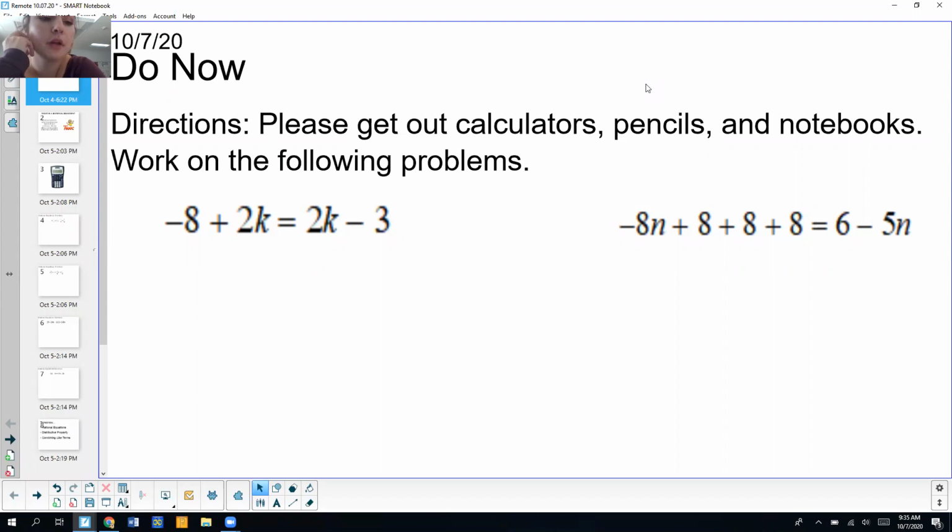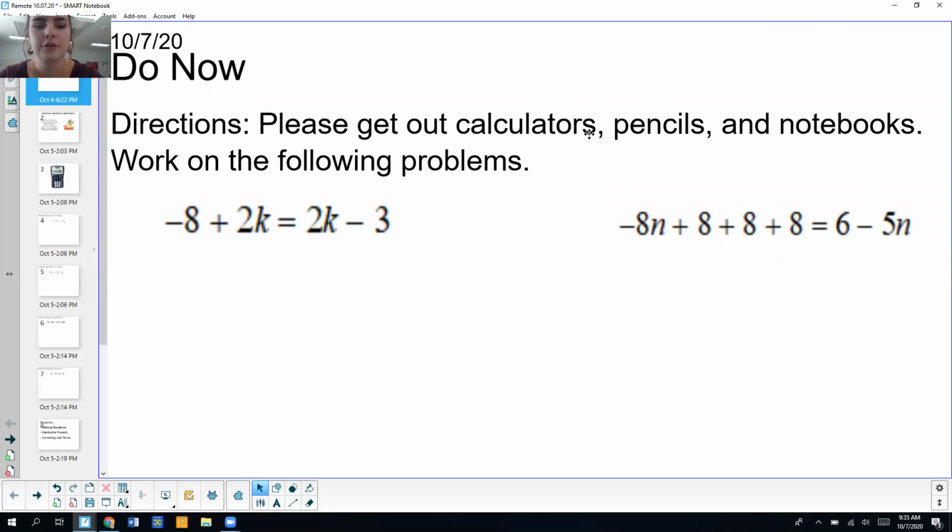Yesterday, we were able to dive a little bit deeper into one solution, no solution, and all real numbers or infinite solutions. So today, we're going to take it in a different direction. We're also going to be discussing rational equations this week. But before we get started with that, we're going to do a quick do now.